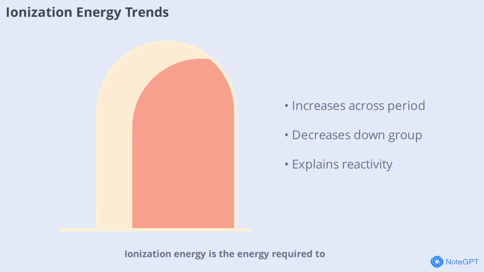Ionization energy is the energy required to remove an electron from a gaseous atom. This property increases as you move from left to right across a period, because the atoms hold their electrons more tightly due to increased nuclear charge. Conversely, ionization energy decreases down a group since the outer electrons are farther from the nucleus and more easily removed. These trends help explain why some elements are more reactive than others, especially among metals and nonmetals.